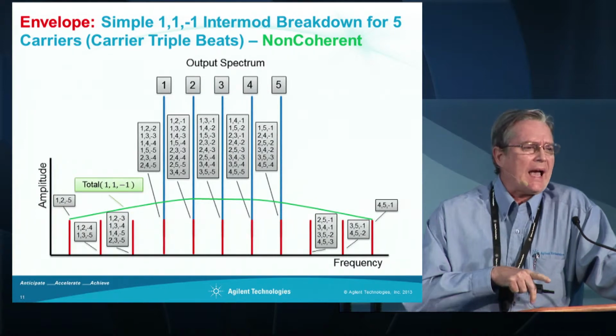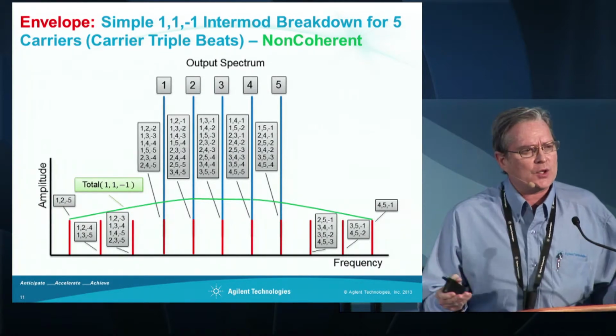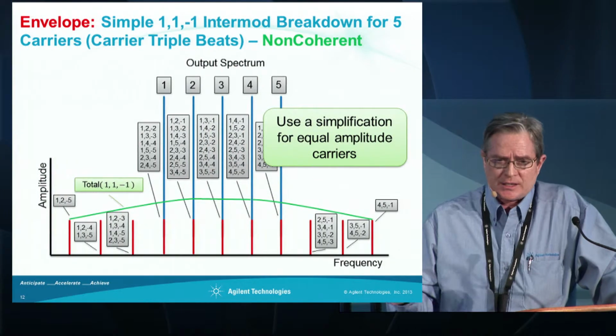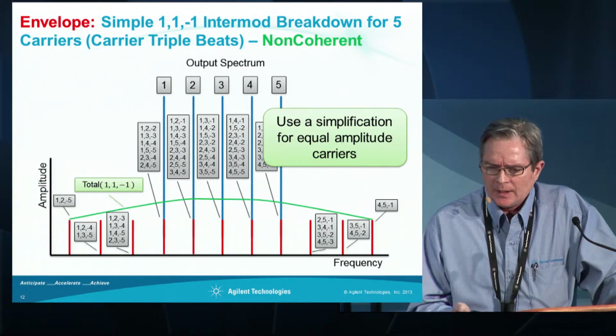When we add up these signals non-coherently, we're going to get a total. What I mean by non-coherently is that it's assumed that these carriers and the intermods are a little bit out of phase, and so when they add, they add in power. We can make a simplification here where we use equal amplitudes.